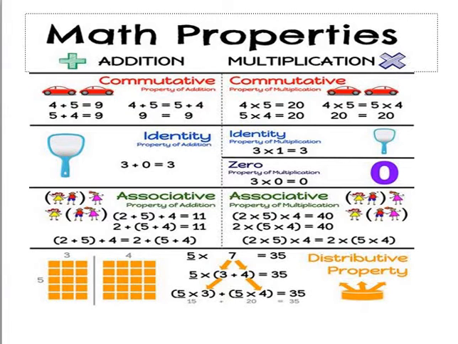So 4 plus 5 equals 5 plus 4. 1 plus 3 equals 3 plus 1. 100 plus 200 equals 200 plus 100. They are the same. The sum of them is the same. The answer is the same. If you change position, the answer will not be changed. Changing the position of two numbers will not change the answer. You will get the same sum, okay?